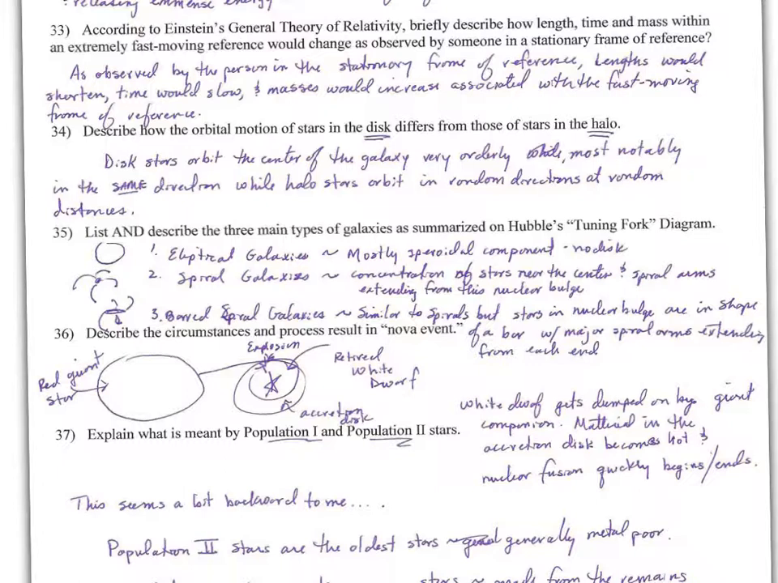But you also had to describe them a little bit. In some cases it's hard to differentiate between spirals and barred spirals, but the difference is that barred spirals have a bar of stars that goes across the nuclear bulge.